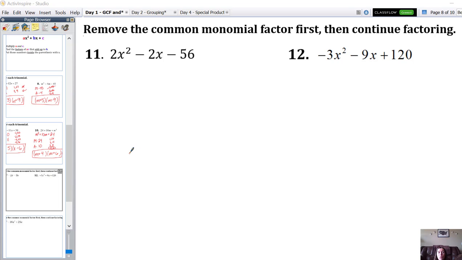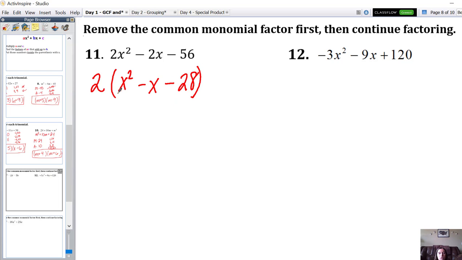In these examples, we can take out a GCF first instead of seeing what multiplies to the outside numbers that adds up to the inside. So I'm going to take out a GCF first just to make my numbers a little smaller and more manageable. The number that all three terms have in common is 2. And then when I take out that 2, I'm left with x squared minus x minus 28.